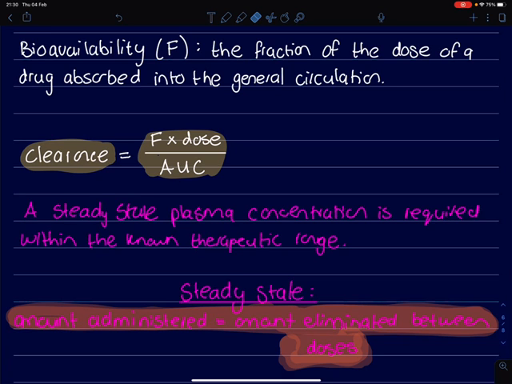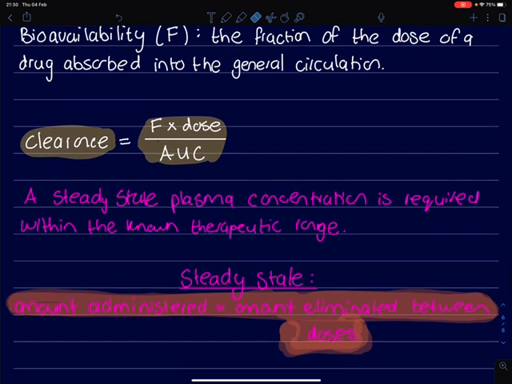And clearance, once again, let's just say the definition one more time. Clearance is the volume of blood in a defined or specific region that is cleared of the drug per unit of time. And how do you work out clearance? Clearance is the bioavailability times the dose divided by the area under the curve.